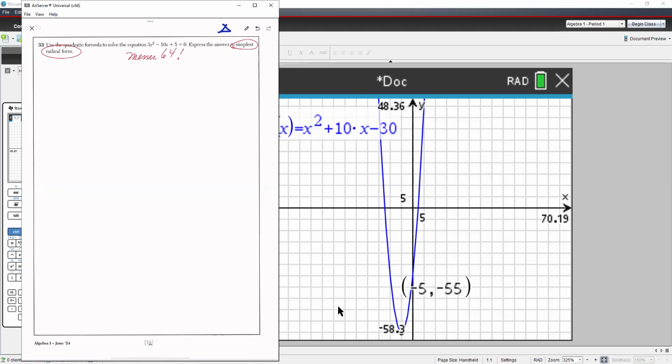All right, so now here's the last one from the June exam. This was the first time that they've actually asked the students to be able to simplify radicals. So I'm going to show you what you need to do. Now pay attention, because this one is going to have one extra step.